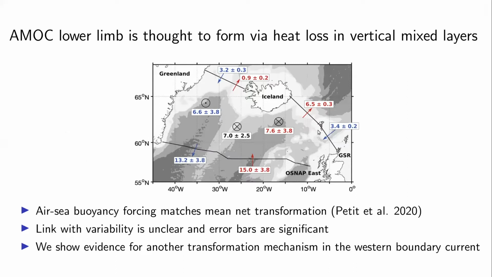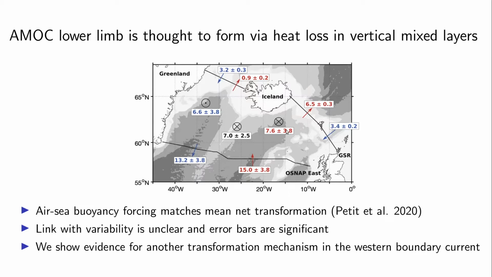And what they found in this study is that the air-sea buoyancy forcing, in this box, pretty well matches the net transformation in this region. So the heat that's lost in these mixed layers that are of density lower than the isopycnal of maximum overturning forms about the right amount of water.